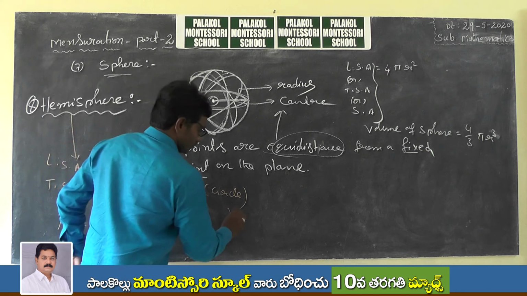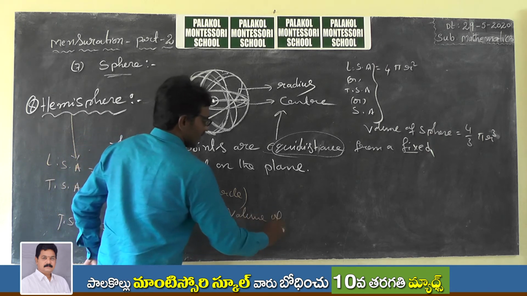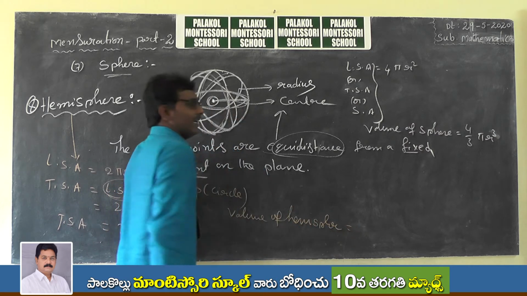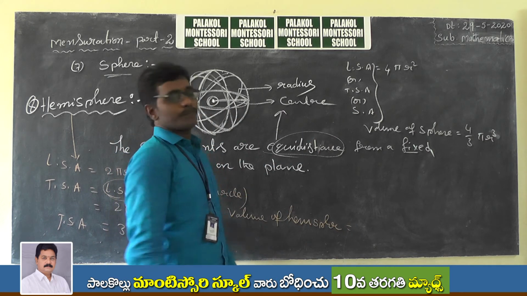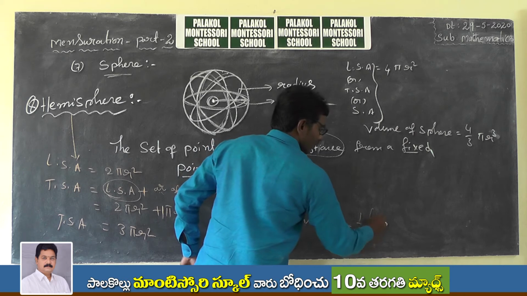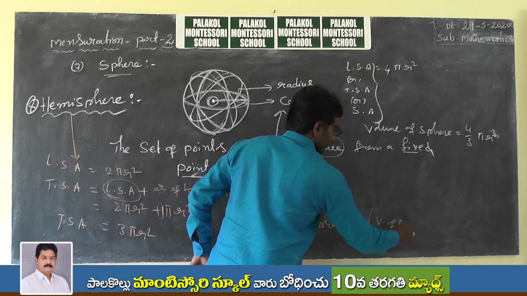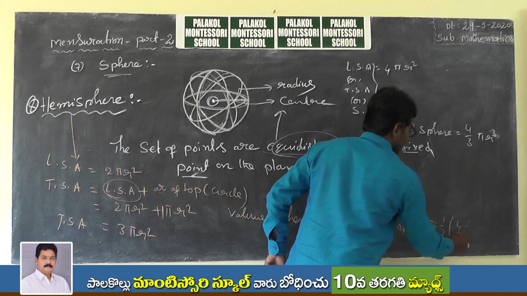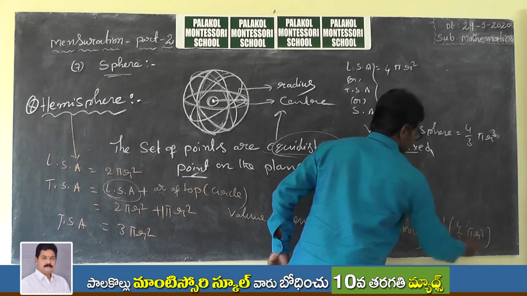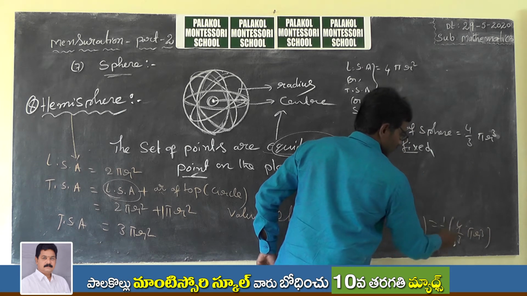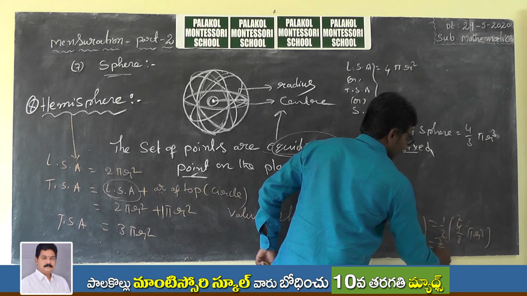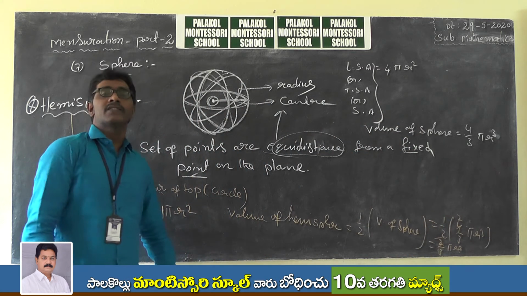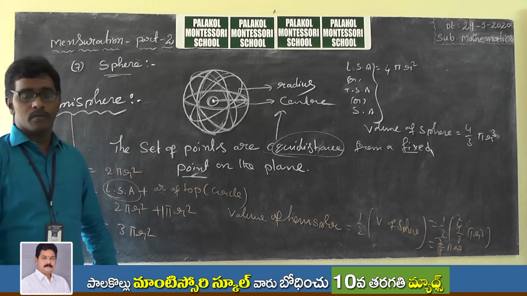Volume of the hemisphere is half of the volume of the sphere. Half of 4 by 3 pi r cube, the 2 cancels, gives 2 by 3 pi r cube. So the volume of the hemisphere formula is 2 by 3 pi r cube.